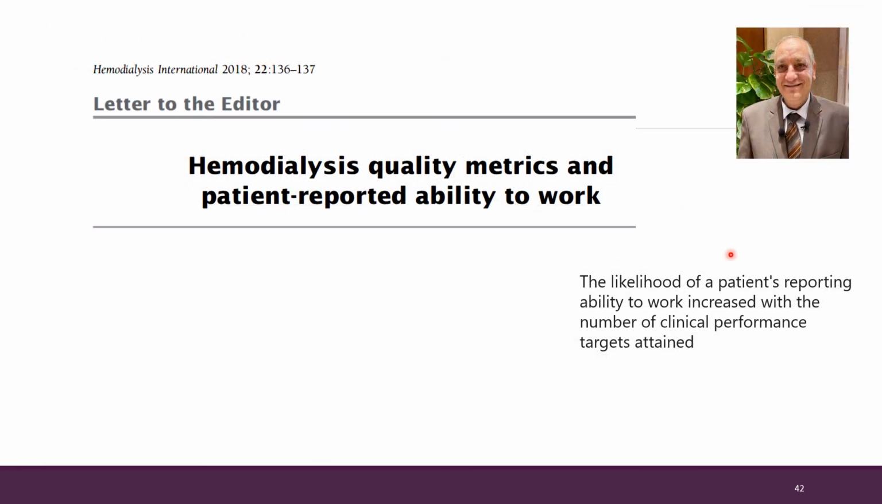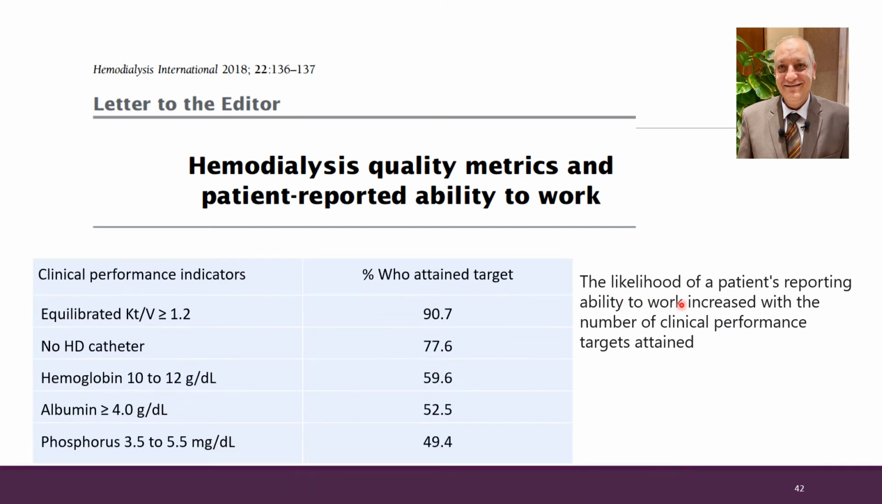Example of quality and the metric: patient reported ability to work. This is a good example for the cost and the quality. If you pay a little bit higher cost, you get the best quality, and the likelihood of a patient reporting ability to work increases with the number of clinical performance measures met. So you paid a lot in the adequacy of dialysis and anemia management, but still you have gained a success of ability to work that the society needs.